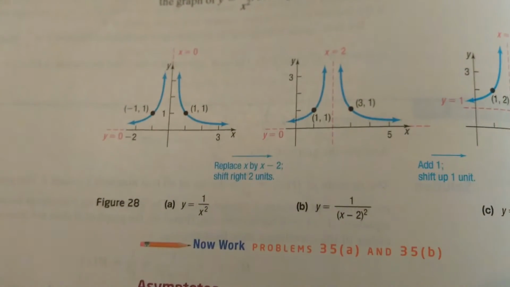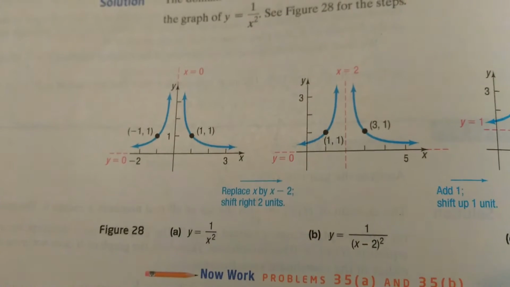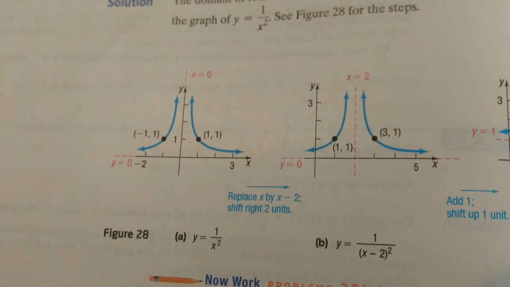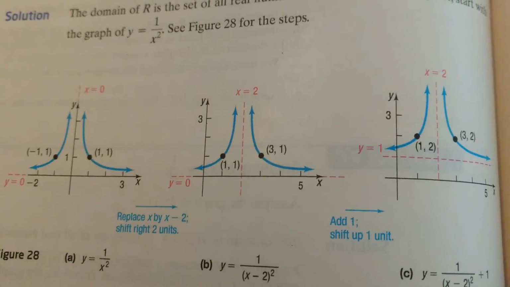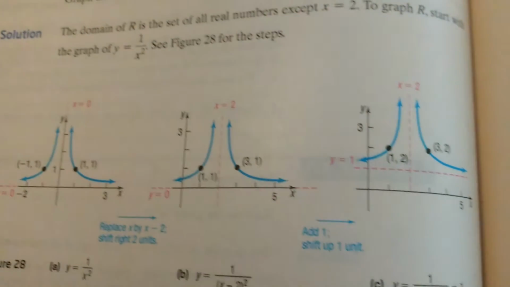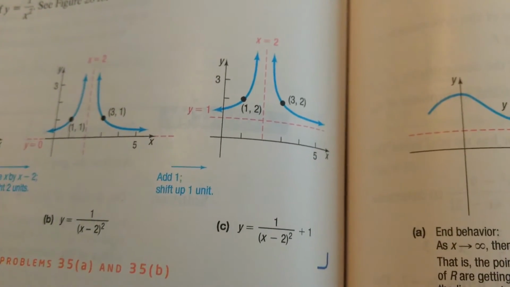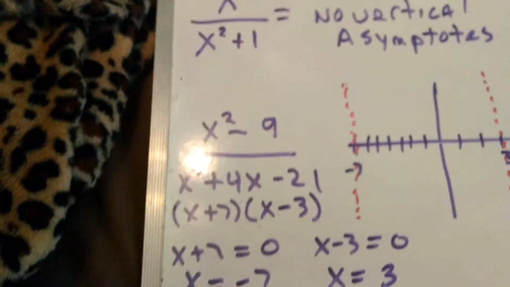So here's what's happening. Here's the original graph, 1 over x squared. We're doing the minus 2 first, so we're going to add 2 to all the x's. So the negative 1, 1 becomes 1, 1. The 1, 1 becomes 3, 1. Then we deal with the plus 1, which means we add 1 to the y's, so we shift up 1, and we have 1, 2, and 3, 2.